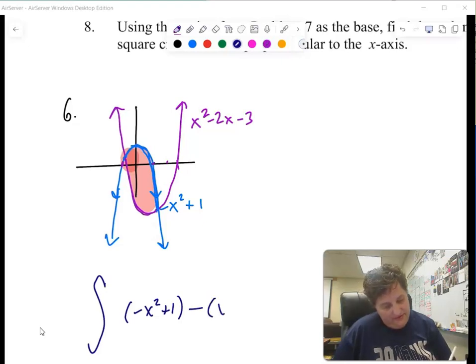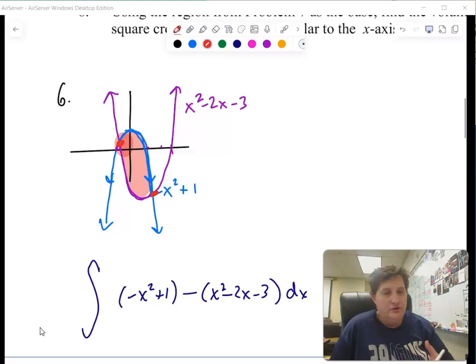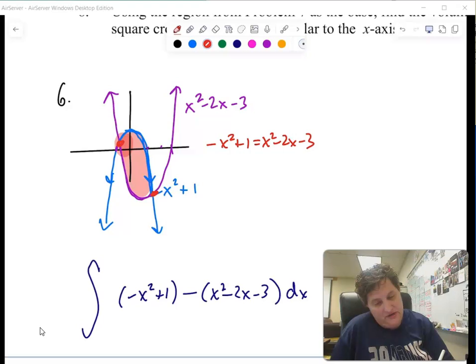And then that's x² minus 2x minus 3. Okay, now the only thing I need to do is find these endpoints. And if you're using a calculator, you can just go find the intersection points, okay? If you're doing it without a calculator, all right, we need to set these two equal to each other and find the intersection points.